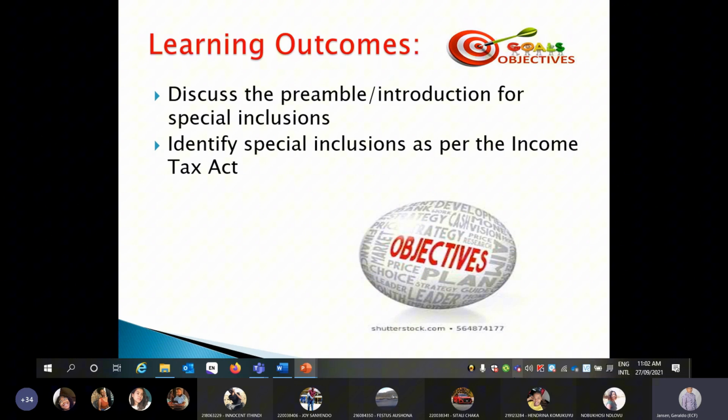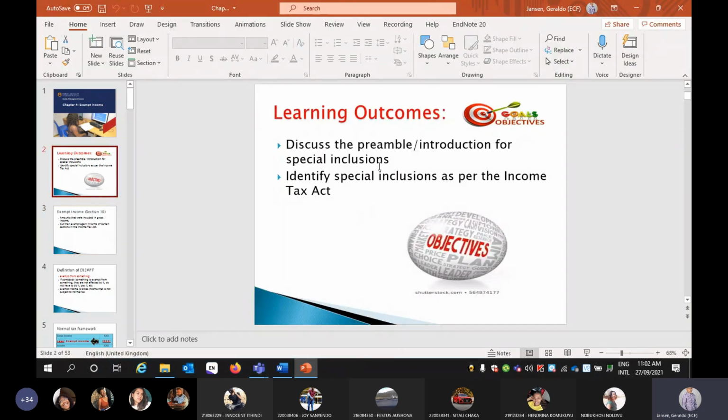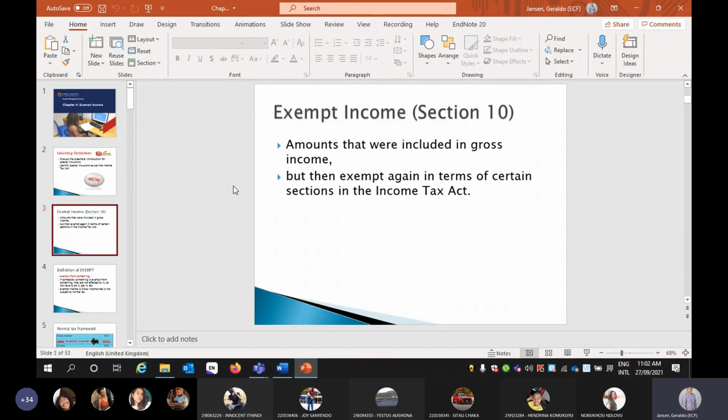So yes, the learning outcomes, we will discuss the introduction. Oh, sorry, this is definitely wrong. The learning outcomes are wrong. I've just copied them from the special inclusions, so I'll send you the updated version. But guys, that's the only thing that is wrong there. It's just the learning outcomes. So it's definitely special inclusions. So we will look at section 10.